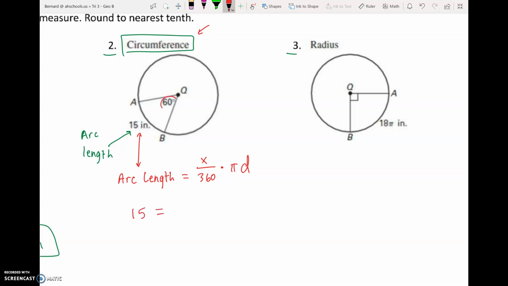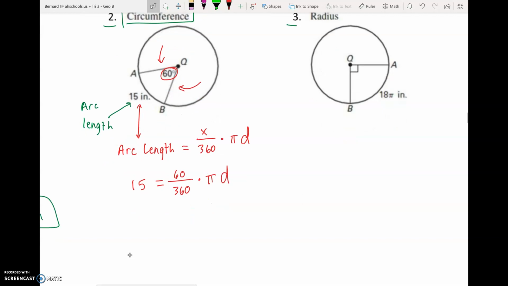And we know our x degree measure, right? It's 60. And so this will equal 60 divided by 360. And then it'll be times pi. And we don't know our radius or our diameter. No numbers are here. And so that's why we have to work backwards to solve for it. So diameter is still just diameter. What we're working to do is get the d by itself.